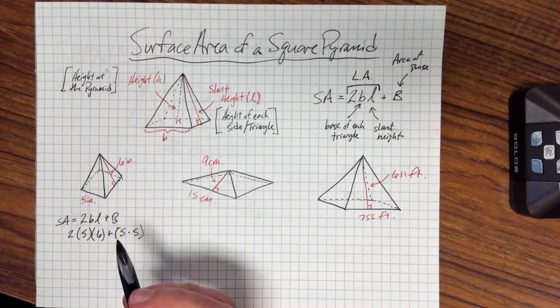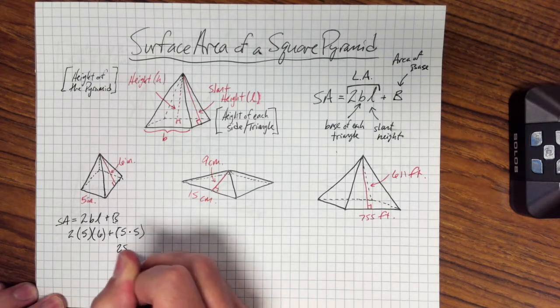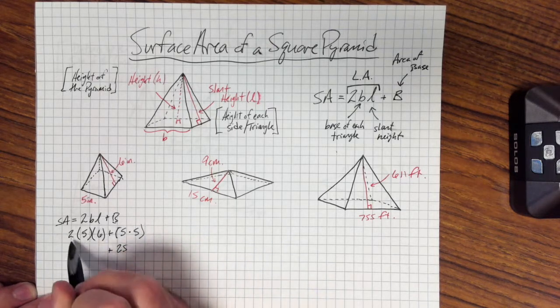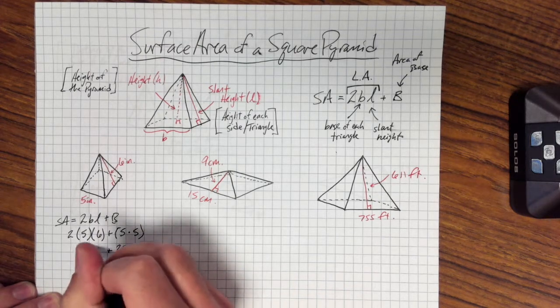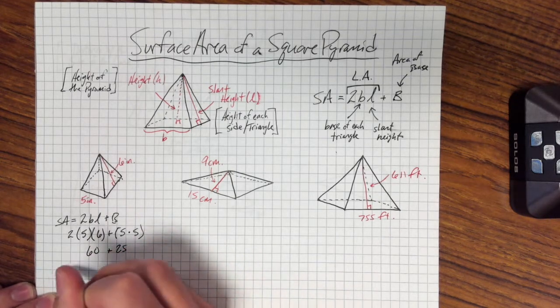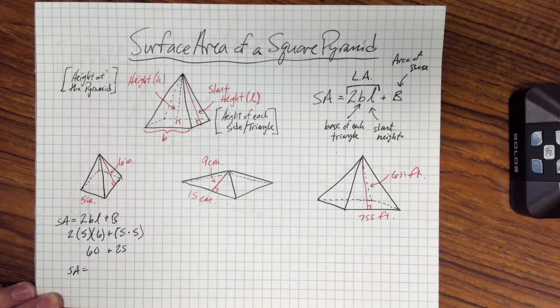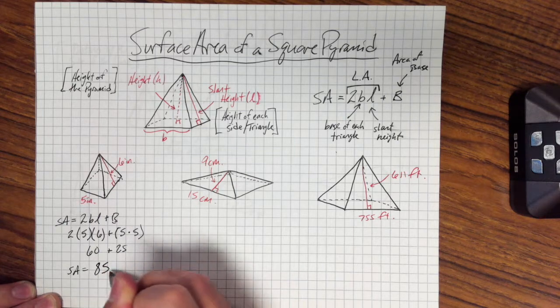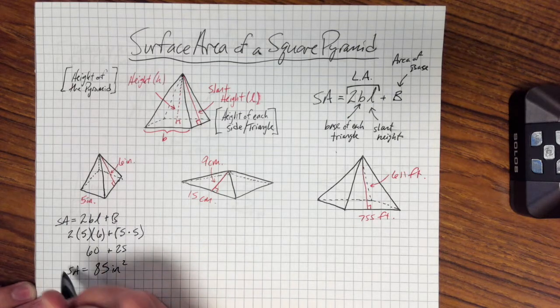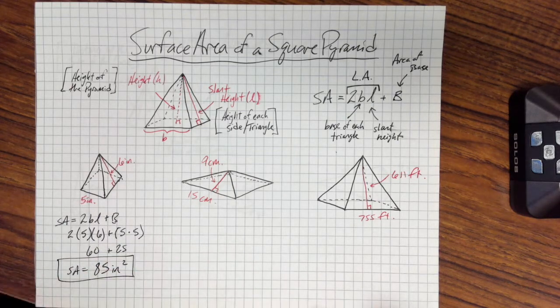And then you can go ahead and just do the problem. So 5 times 5 makes 25. Over here, 2 times 5 is 10, and then 10 times 6 is 60, and then you add it all up. So the surface area of this square pyramid would be 60 plus 25, which would be 85 square inches.